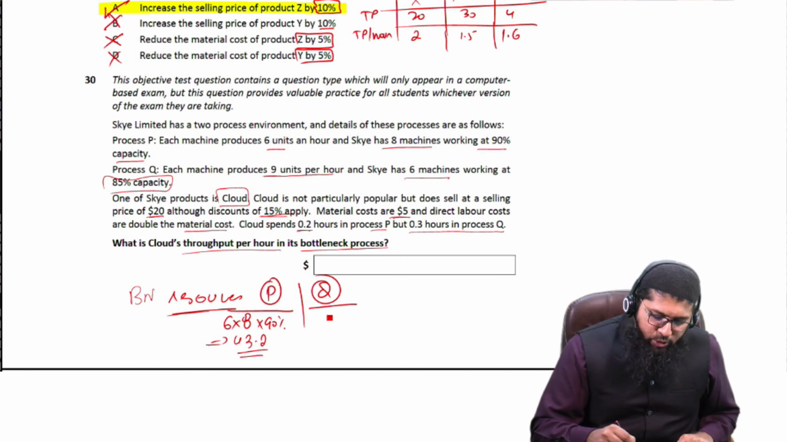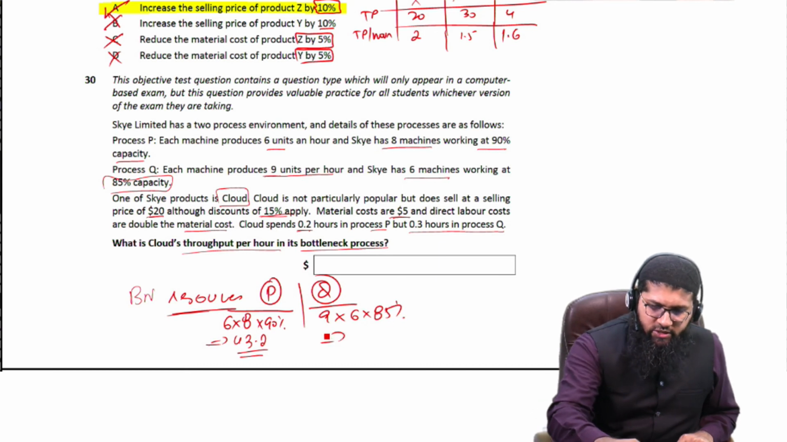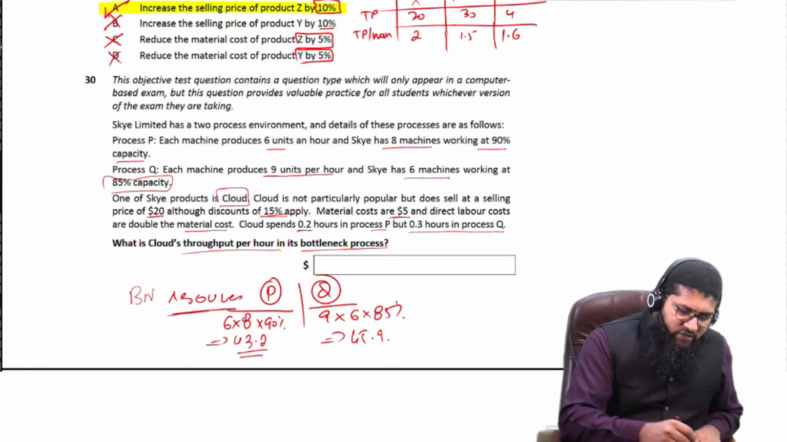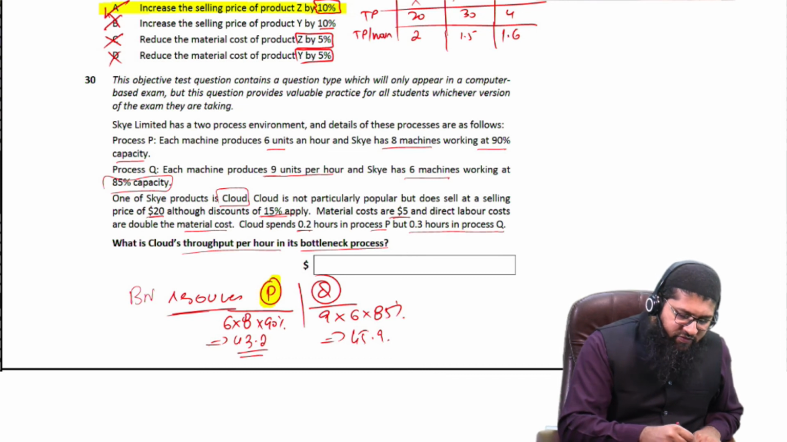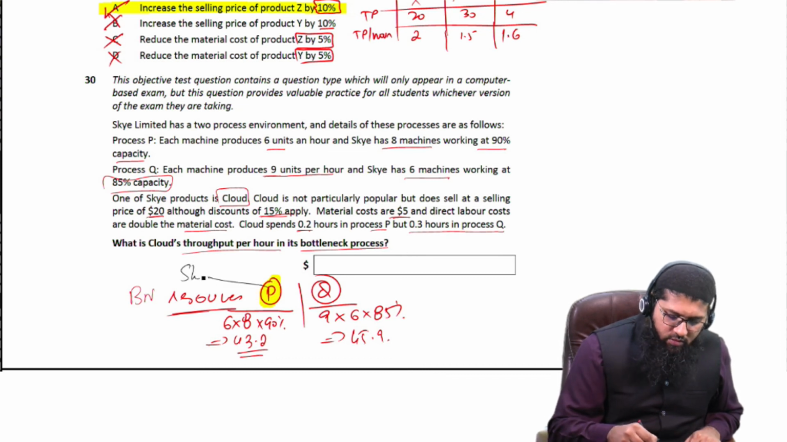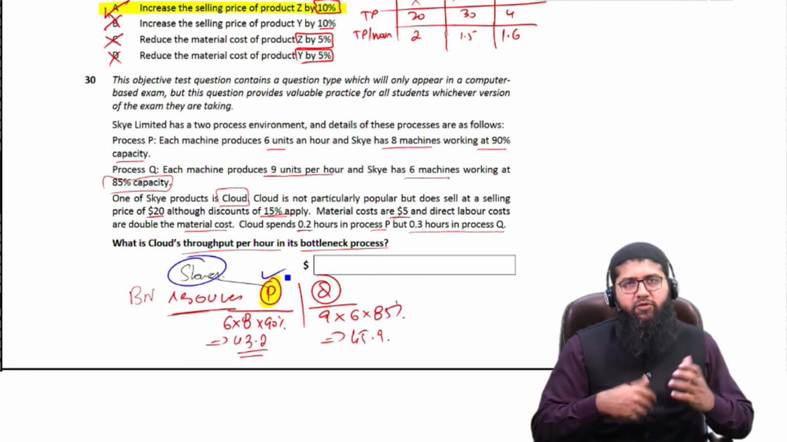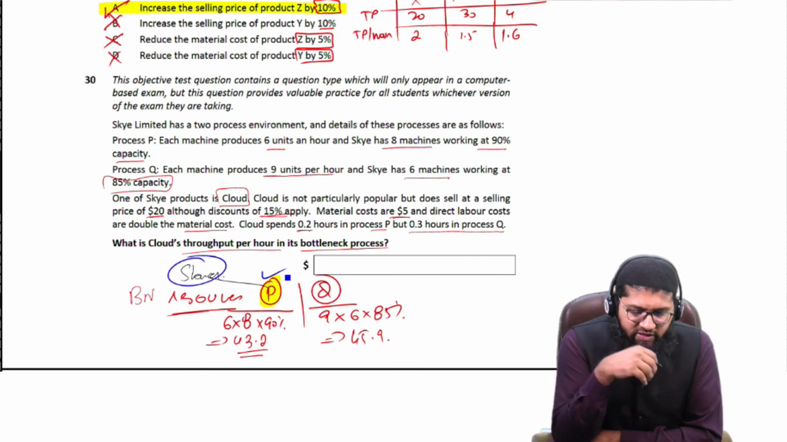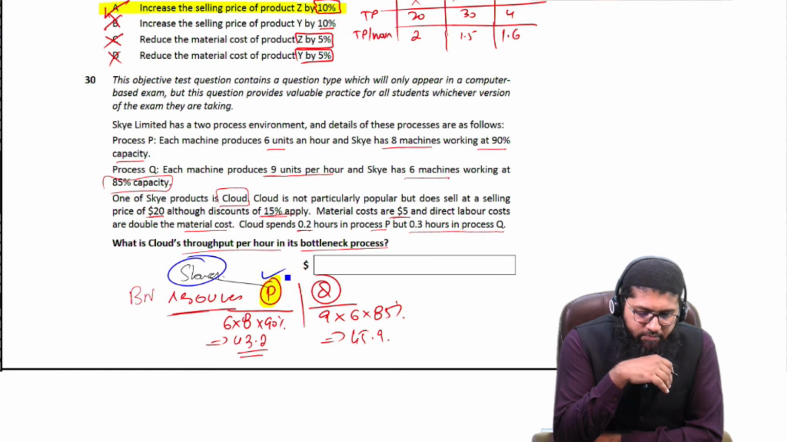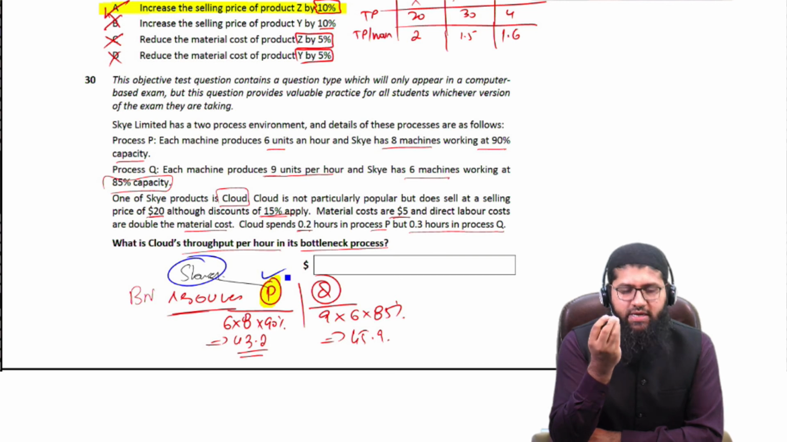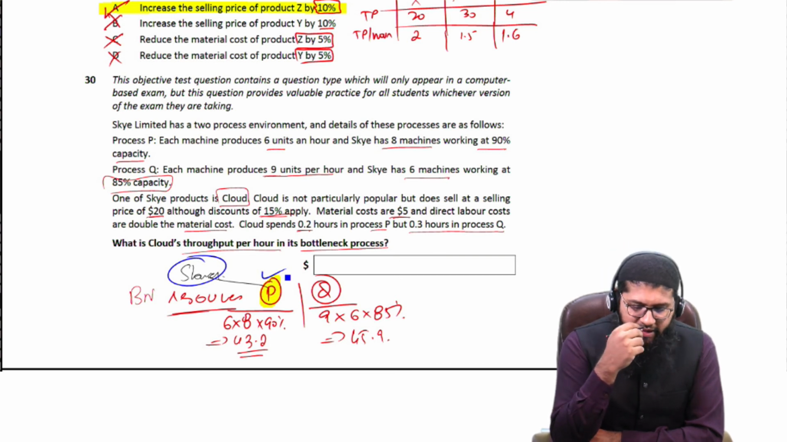If I talk about Q, 9 units, 6 machines, so 9 into 6 into 0.85 gives you 45.9. Now since this process P is slower, we would say that this is the bottleneck process. This is the process that is causing the bottleneck. Now, what are we going to do next? It says, what is the Cloud's throughput per hour in its bottleneck process?